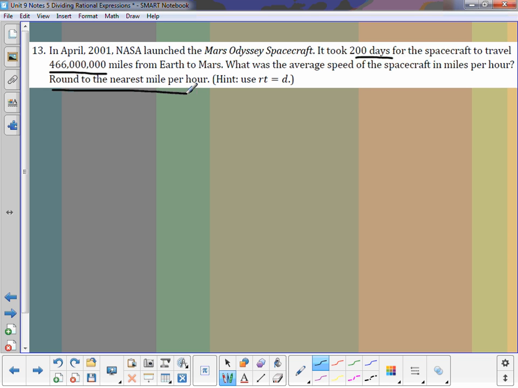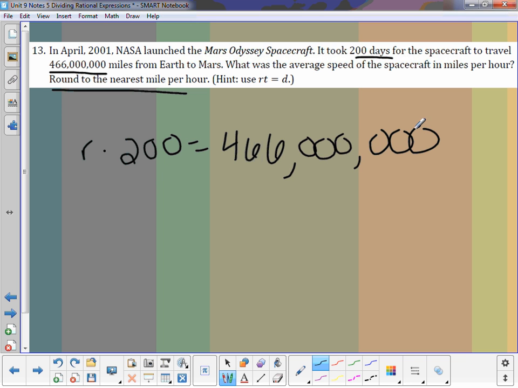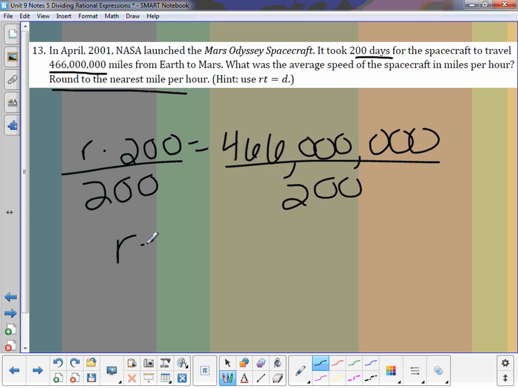So really, this is just solving equations. When you've been doing some of these equation solving, whenever you have miles per hour, where you have that kind of the two labels that are being divided, you're actually using rational expressions and you didn't know it. So we're going to take r times 200 and set that equal to 466 million. So all I'm going to do is solve this equation for r. So divide both sides by 200, and I get that r is equal to 330,000, and then that's going to be miles per hour.